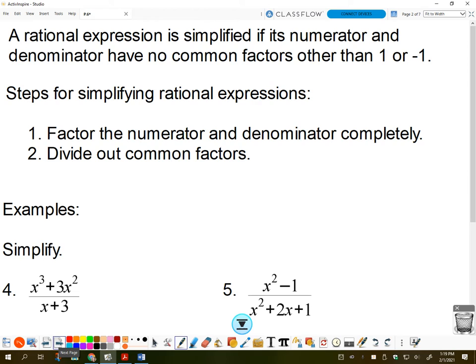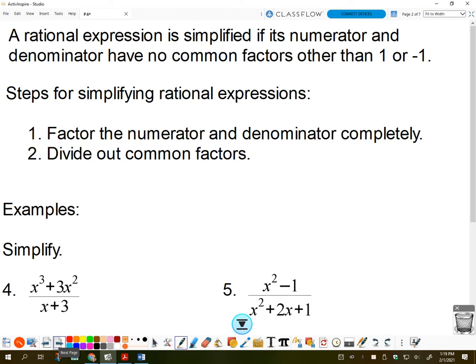We are going to now talk about simplifying rational expressions. The main idea with this lesson, and we're going to take 2 days to do it, is to learn to simplify, multiply, and divide rational expressions today. And then tomorrow we will add and subtract rational expressions. A rational expression is simplified when its numerator and denominator have no common factors other than a 1 or a negative 1. So things are simplified when you can't divide both pieces by the same thing anymore.